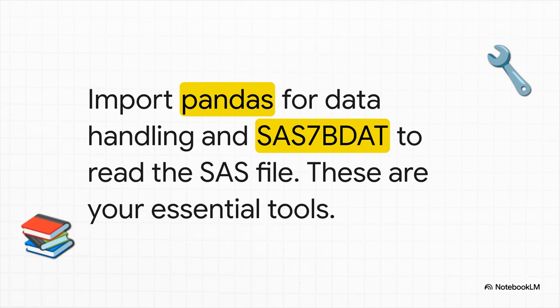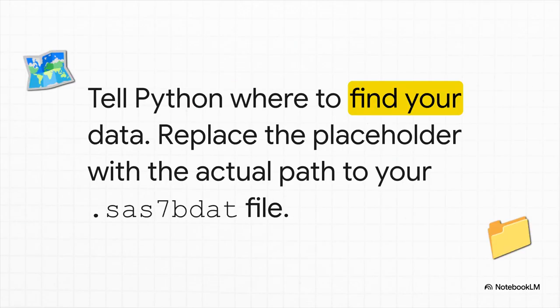So, first things first, we start with our 2 essential imports. import pandas as pd brings in the pandas library, the absolute gold standard for working with data in Python. Then, from sas7bdat import SAS7BDAT pulls in the specific tool from our translator library that knows how to speak SAS. Up next, we're just defining a simple variable. Now, this is the one line that you have to customize. You just replace your_dataset.sas7bdat with the actual path to your file. This tells our script exactly which treasure chest it needs to unlock.